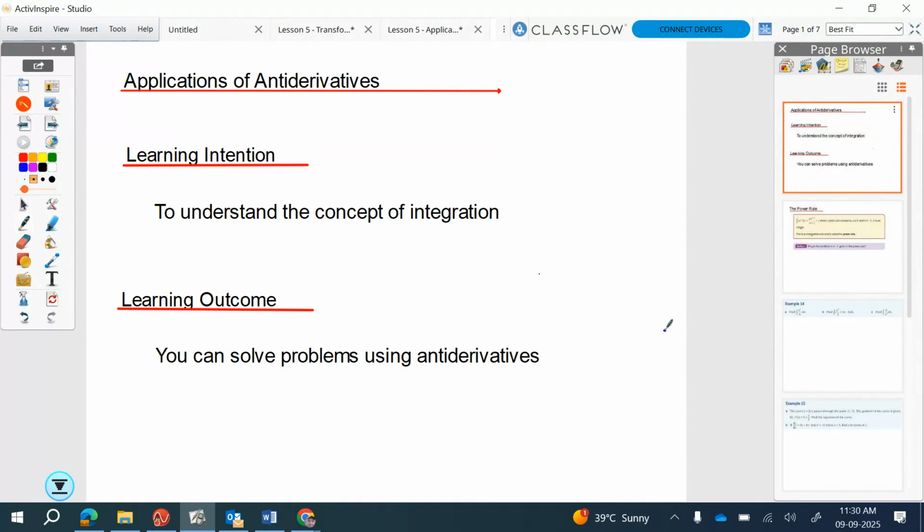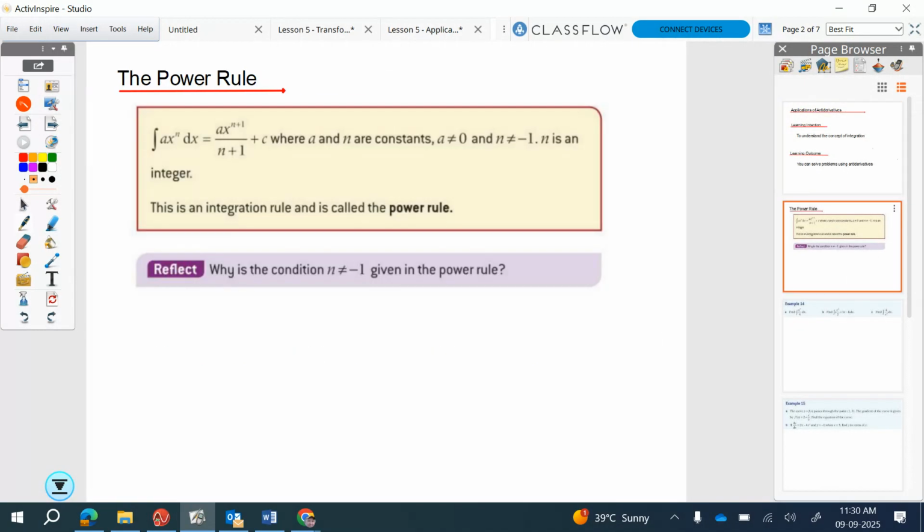Okay, so today we're looking at the application of antiderivatives and some wording type problems. Reminding us of the power rule: when we integrate using the power rule of ax to the n with respect to x, we have to add 1 to the n, and we use the new value in the new exponent and in the denominator like this. And this is how we integrate using the power rule.